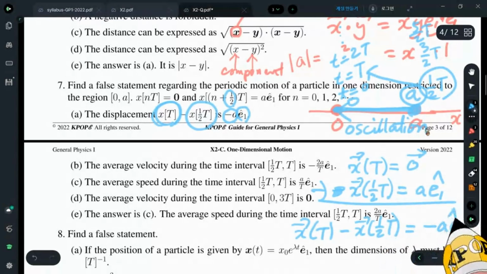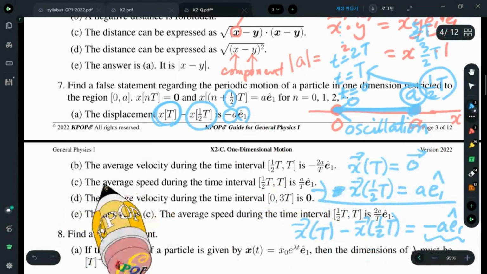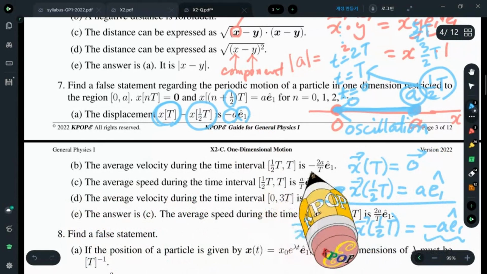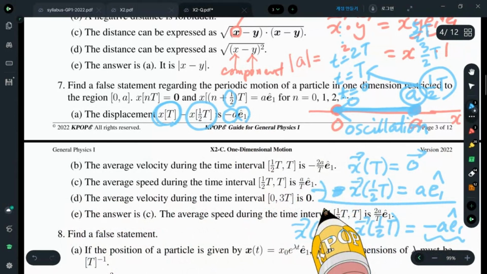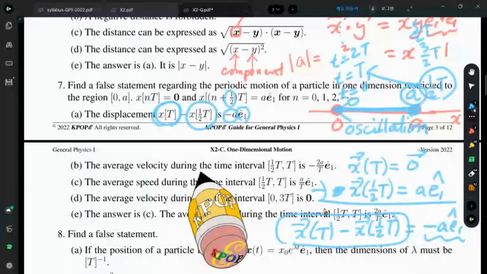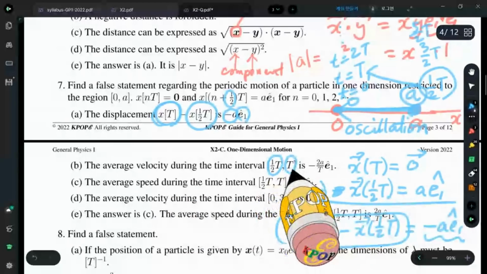Minus a e1/2. Right, this is the answer, right? Next, the average velocity during the time interval is this. The displacement, this is the displacement. What is the time? What is the time from here to there?